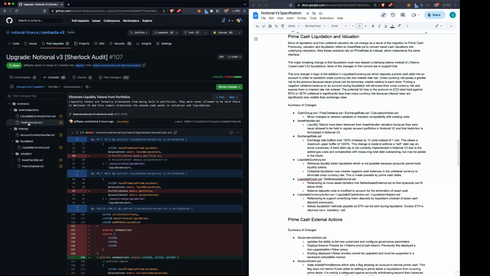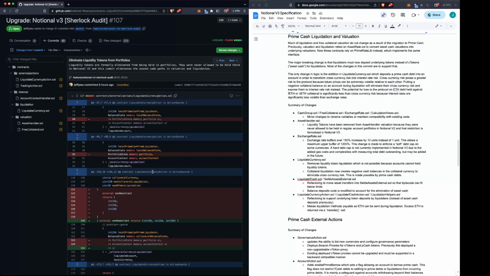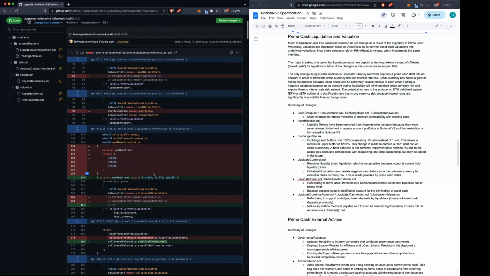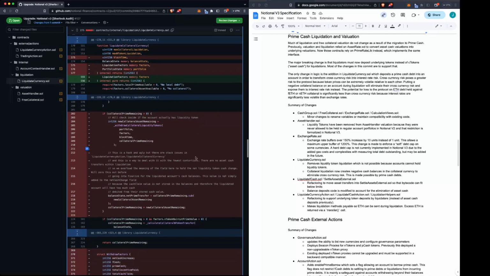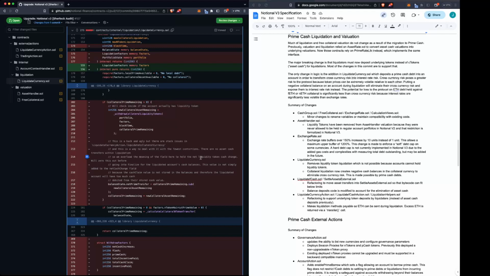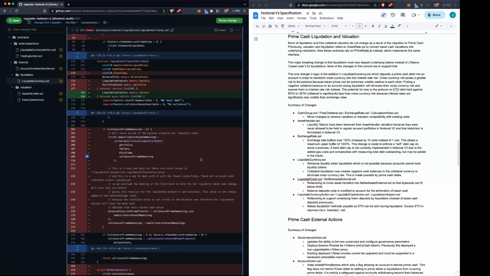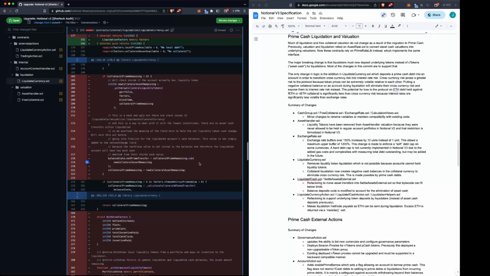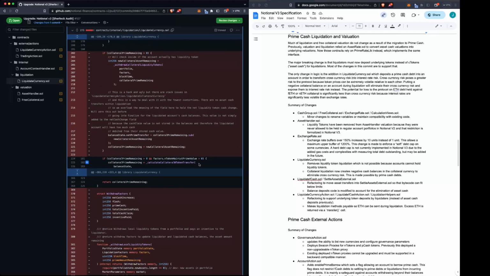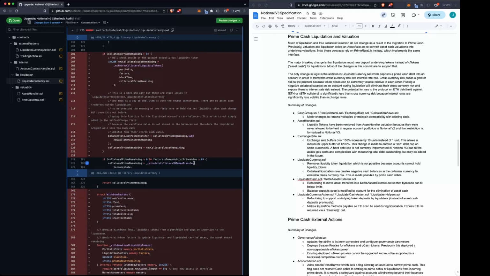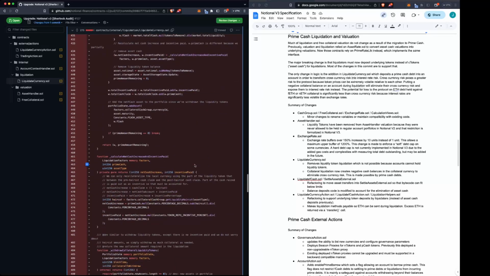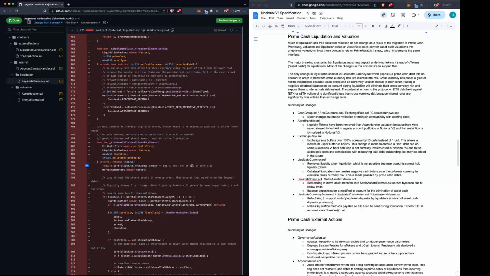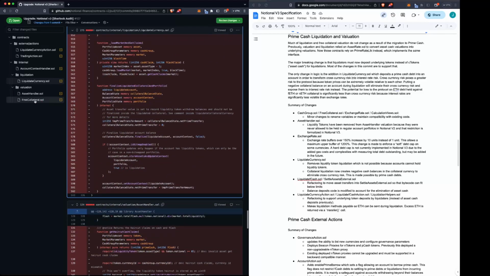This is, I think, a great change, just to simplify the code base and make it a lot simpler. So this eliminates a lot of code related to the valuation and the liquidation of liquidity tokens. Again, in Notional V2, we never really allowed anyone to hold those except for the end token. And then in Notional V3, we're just formalizing the removal by deleting all this code.